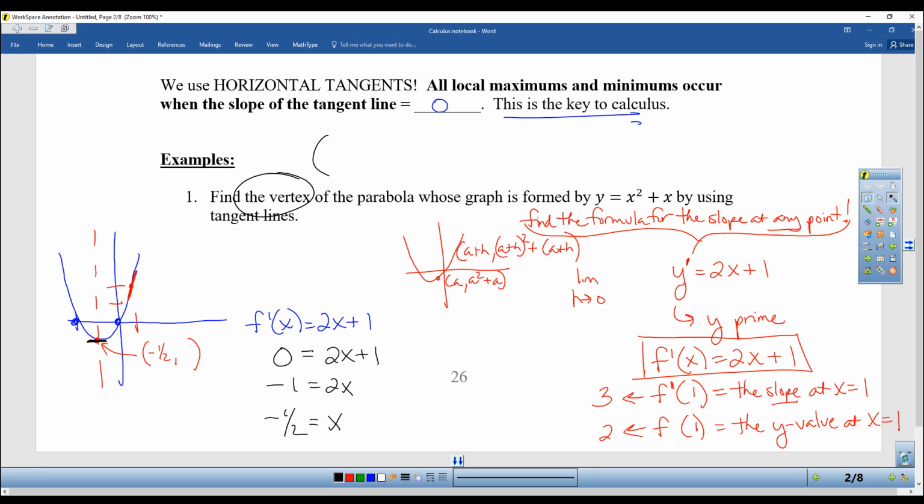So it does say what is the vertex. Don't forget that that is an ordered pair. You are going to have to go back and find the y coordinate. Now, sometimes people get confused and they plug this into the wrong formula. Remember, this formula says y is equal to, it gives you the y value, which is what we want.